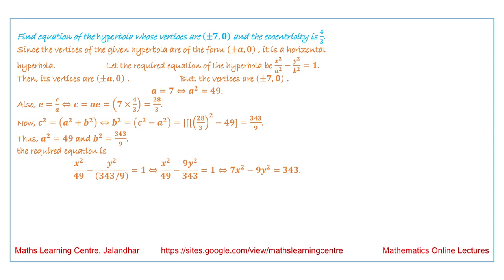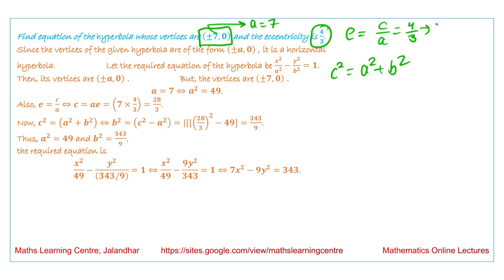Next is: find the equation of the hyperbola whose vertices, again it is a horizontal hyperbola, these are the vertices. It means the value of a is 7, and eccentricity e, that is equal to c by a, is given to be equal to 4 by 3. So from this result we can see we are talking about c square is equal to a square plus b square.